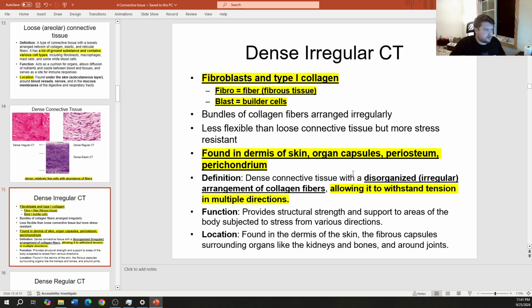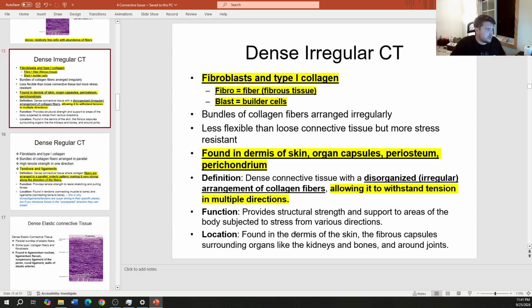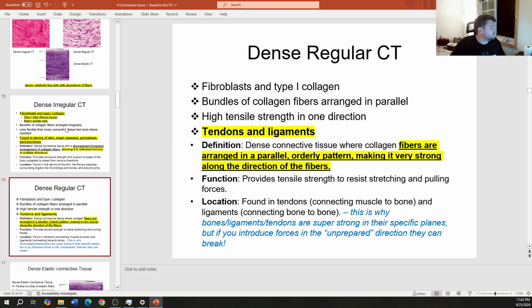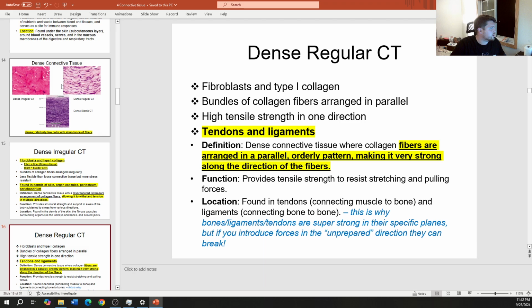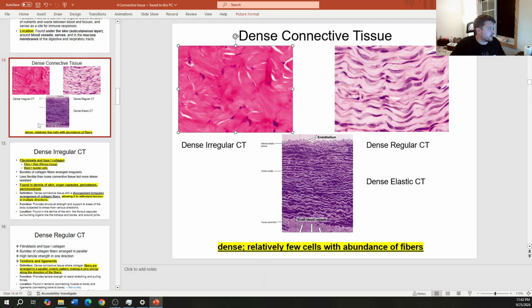Dense irregular connective tissue has a disorganized or irregular arrangement of collagen fibers, allowing it to withstand tension in multiple directions. This is my extra piece right here: the locations are the dermis, fibrous capsules, kidneys, and bones around the joints. And again, that was our dense irregular.